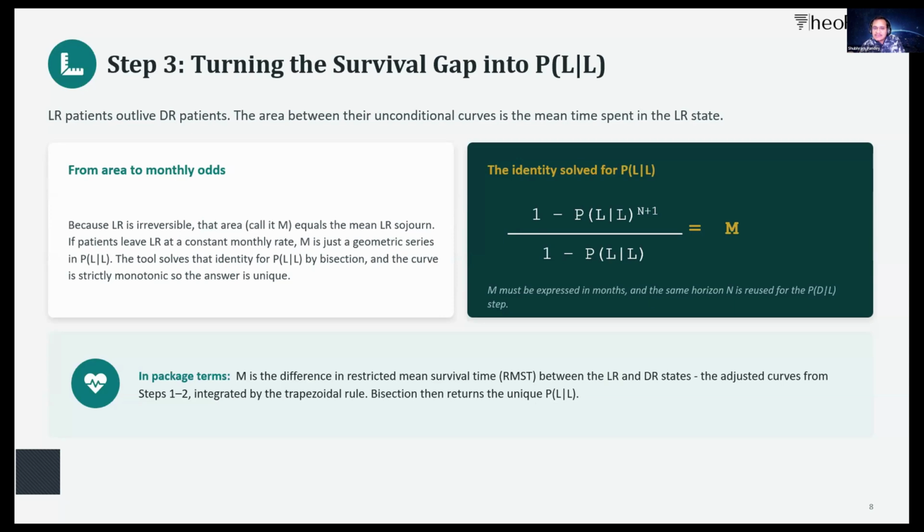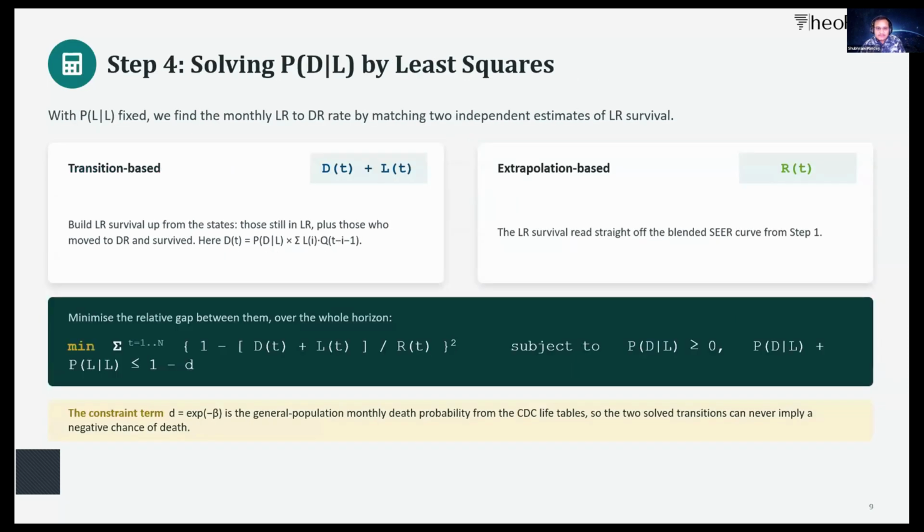Then, if patients leave that state at a constant rate, the mean time is just a geometric series in the state probability, and we solve that for the probability. And for those who can't sleep without a uniqueness result, the equation is strictly monotonic. So the solution is exactly one; we can't have multiple solutions here.